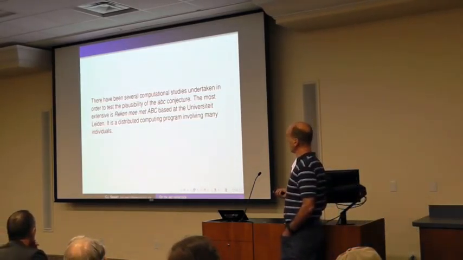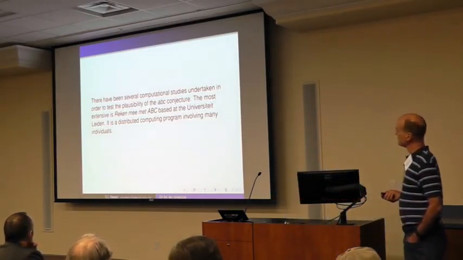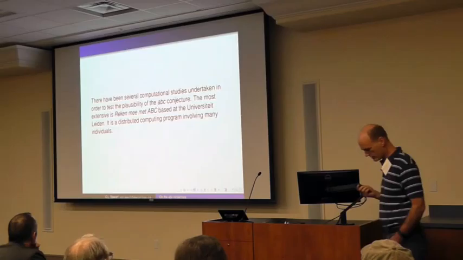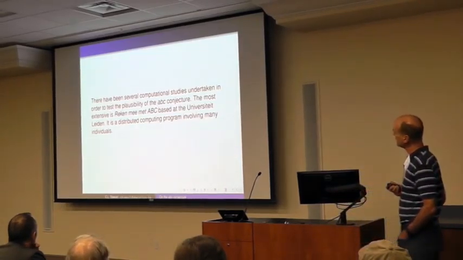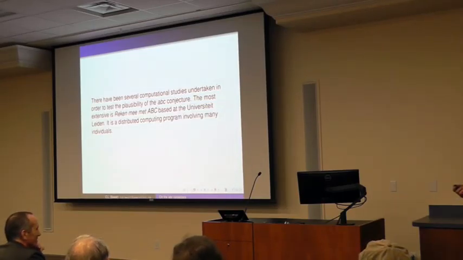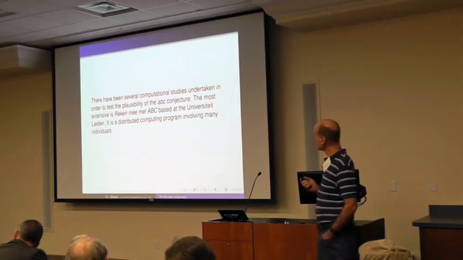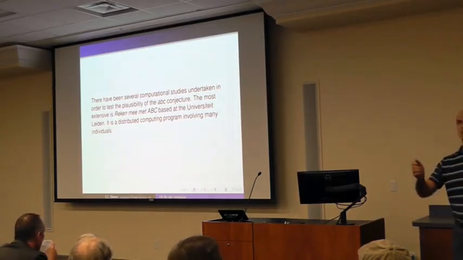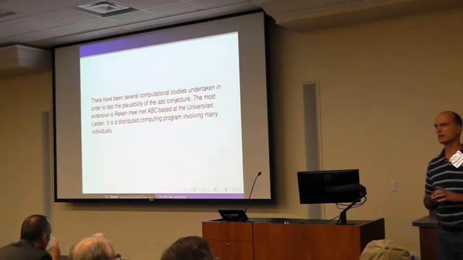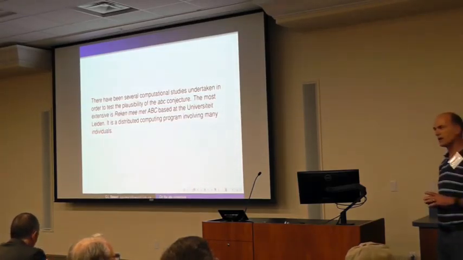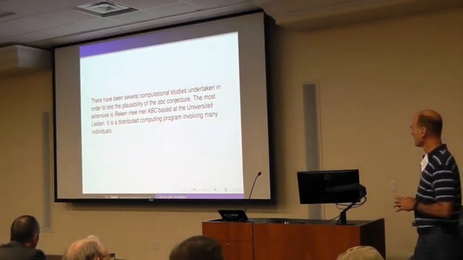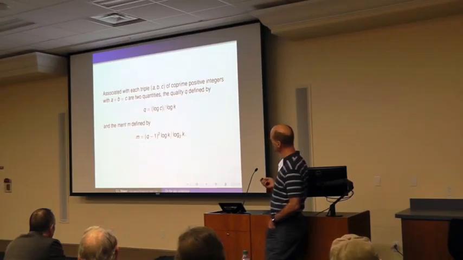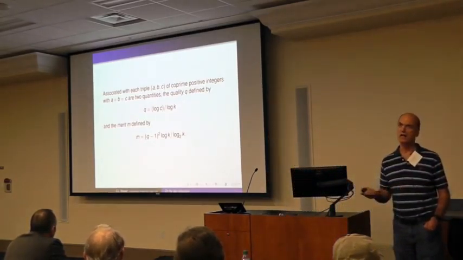Well, okay, before one goes to refined conjectures, maybe one should do some computation. And there has been a lot of computation done to test the plausibility of the ABC conjecture. The most extensive project in this regard is one based at the University of Leiden called Reckon Mean ABC. It's a distributed computer program. So basically they farm out sections of the triples to test, and people with spare cycles that want to take part in this enterprise do so. And then Bart de Smet, who's running it, makes sure that everything is collated properly. Well, there's a massive amount of data there.